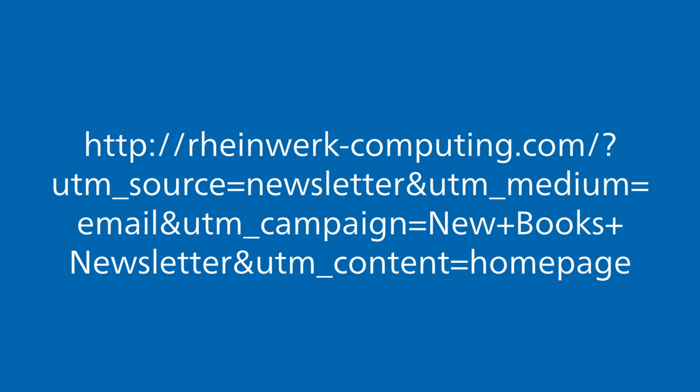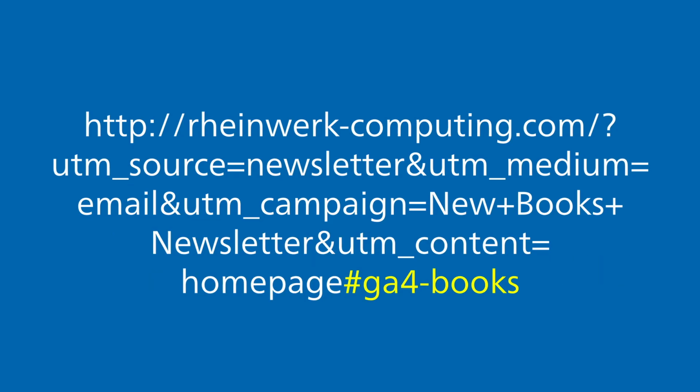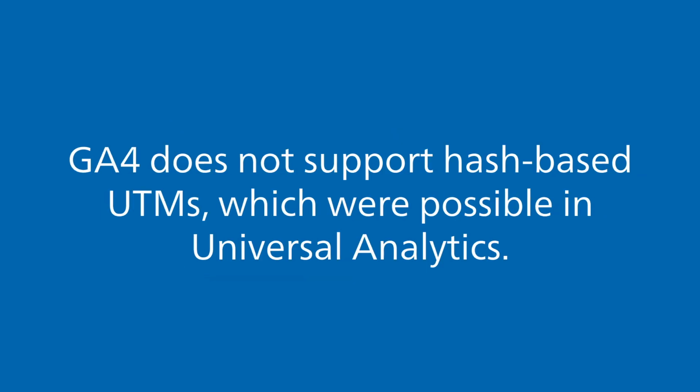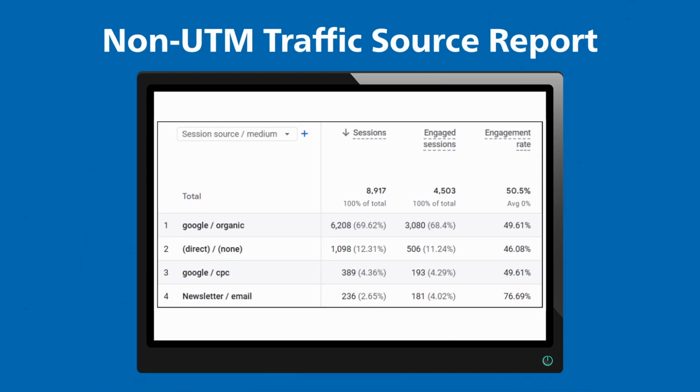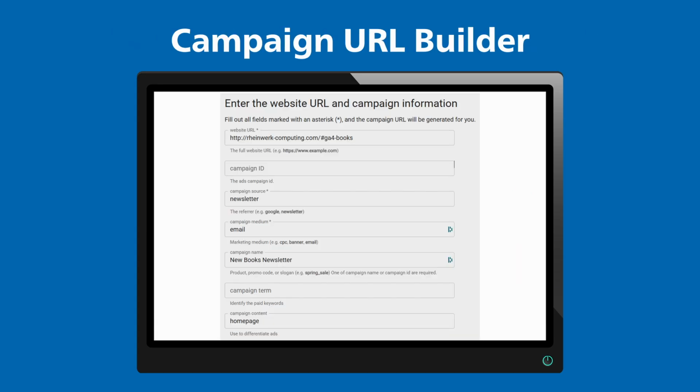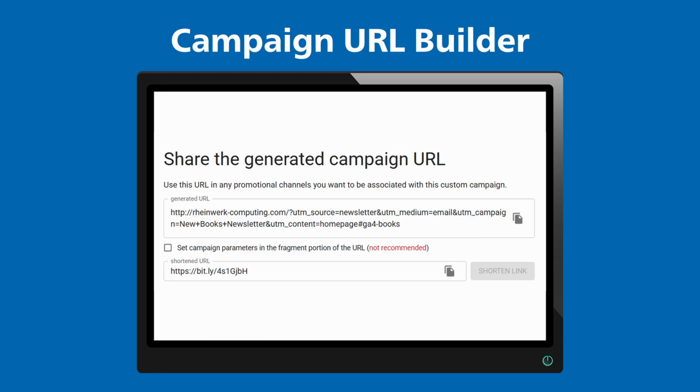UTM parameters are appended to the end of a URL using a question mark. Additional parameters are added using ampersands. For example, a tagged URL might look like this. If your website uses hash fragments, the UTMs must appear before the hash. GA4 does not support hash-based UTMs, which were possible in Universal Analytics. Get the order wrong, and GA4 will never see the parameters. To avoid mistakes, Google provides the Campaign URL Builder, which lets you enter your destination URL and campaign values and generates the final link automatically. This is the safest way to build individual URLs.